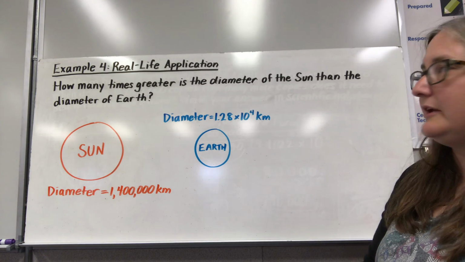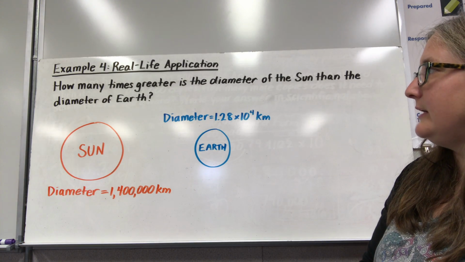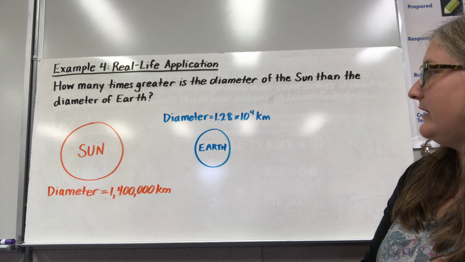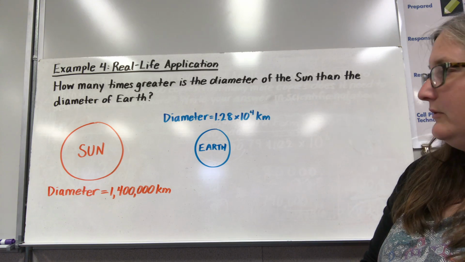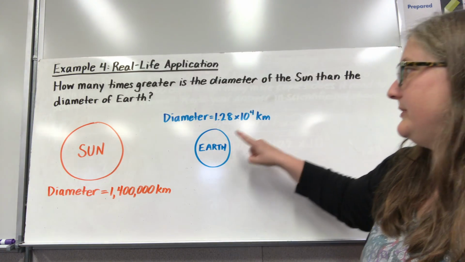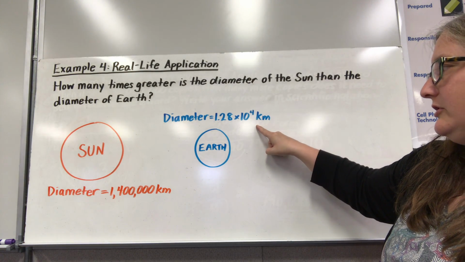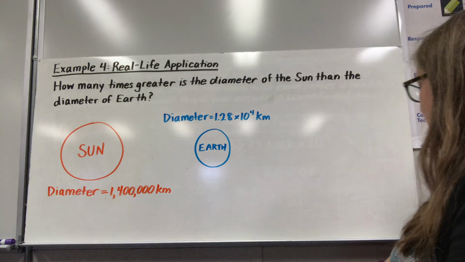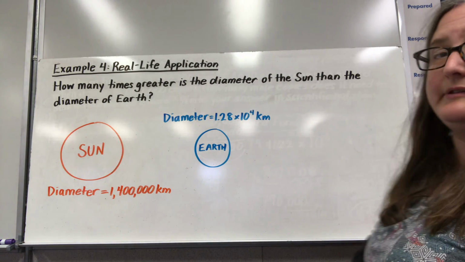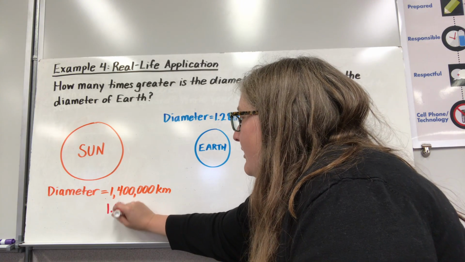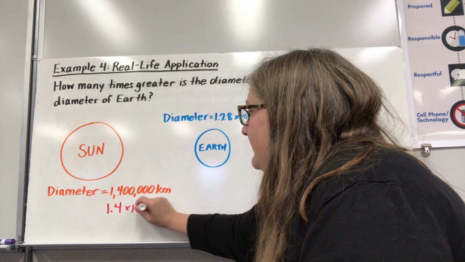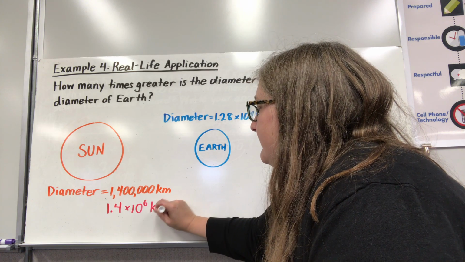Let's take a look at this real life example. How many times greater is the diameter of the sun than the diameter of the earth? Right now, this one is written in standard form and this one's written in scientific notation. So let's change this guy so that it is also written in scientific notation. So this is equal to 1.4 times 10 to the 6th kilometers.